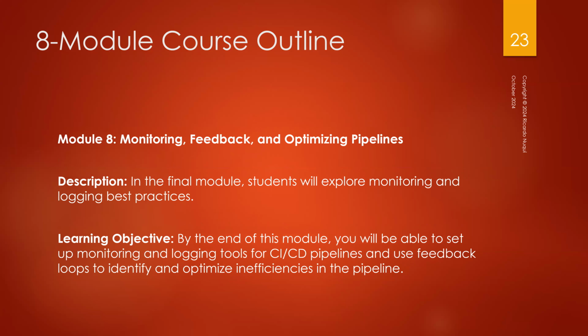Module 8: Monitoring, Feedback, and Optimizing Pipelines. In the final module, students will explore monitoring and logging best practices. They will learn how to use tools to monitor deployments, troubleshoot issues, and continuously optimize their CI/CD pipelines based on feedback loops. Learning objective: by the end of the module, you will be able to set up monitoring and logging tools for CI/CD pipelines and use feedback loops to identify and optimize inefficiencies in the pipeline.